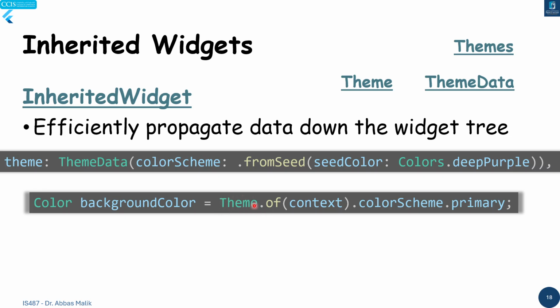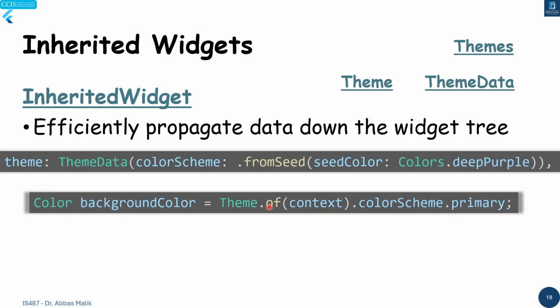So actually this Theme, combined with the theme data, is an inherited widget. Theme is an inherited widget, and this widget contains the theme data. Whenever we say Theme.of(context), it gives me that theme data, which is a color scheme. And inside the color scheme, we have defined different types of data, for example primary color, secondary color, and so on.